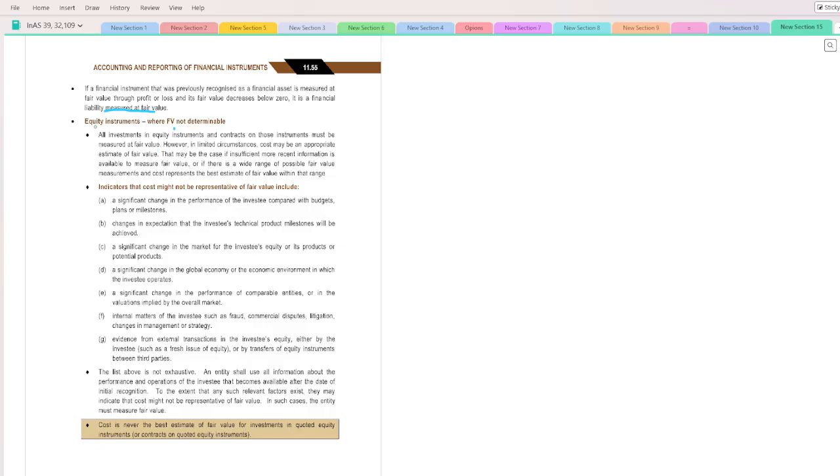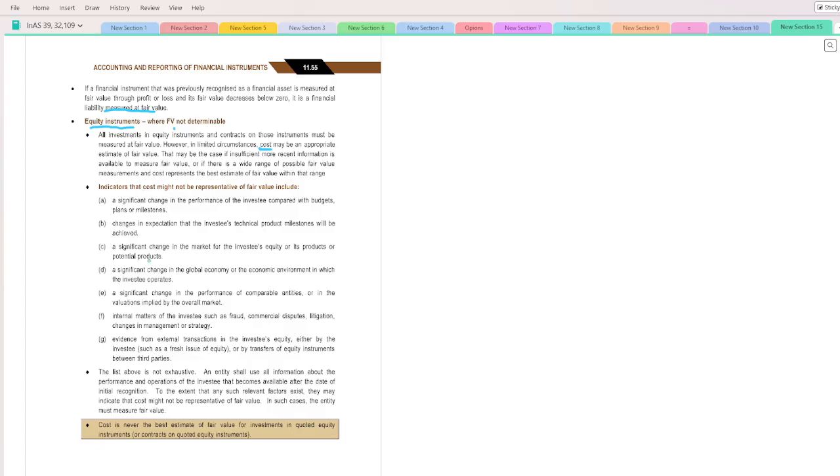Now it is saying that the equity instrument can be measured at cost also. Where the fair value is not determinable, all investments in equity instruments and contracts on those instruments must be measured at the fair value. However, in limited circumstances, cost may be an appropriate estimate of the fair value. That may be the case if insufficient more recent information is available to measure the fair value, or if there is a wide range of possible fair value measurements and the cost represents the best estimate.